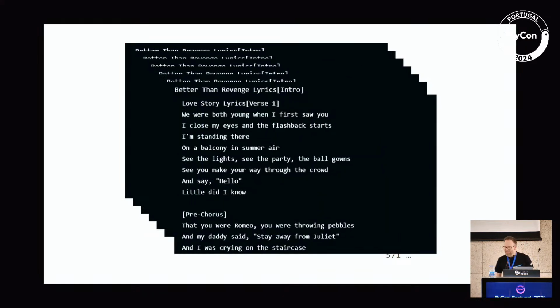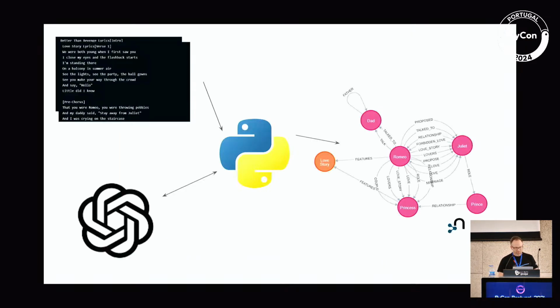So this is the lyrics to Taylor Swift songs. There are 571 in the data set that I created. So if you are a software developer Swiftie like me, you take all of these lyrics, all 571 of them, you push them through a Python process, and use OpenAI to extract entities and relationships. By entities, I mean outcomes, emotions, people, places, things like that. And then you find relationships between those entities.